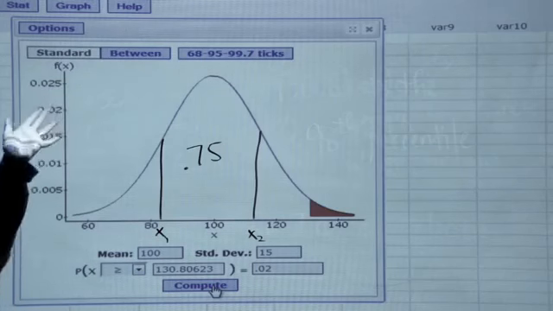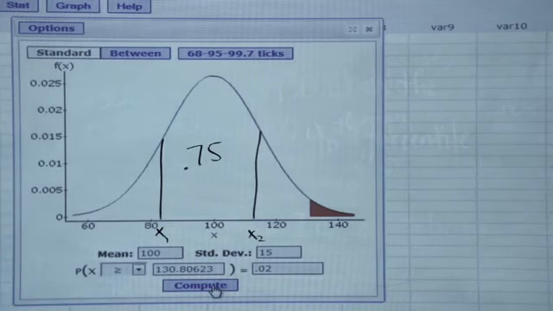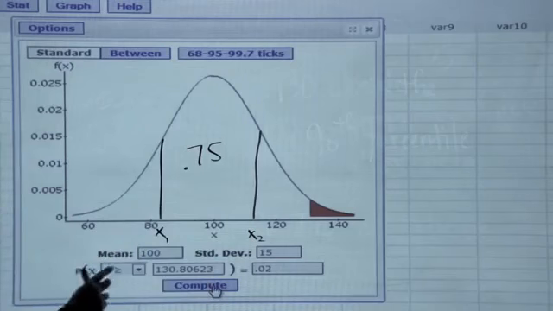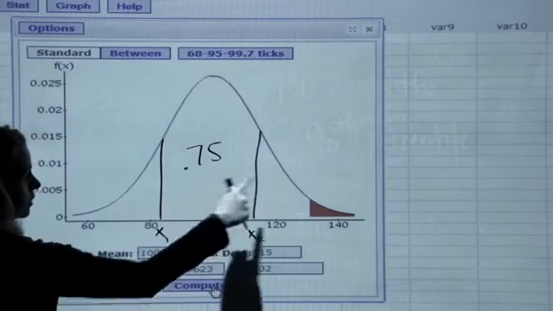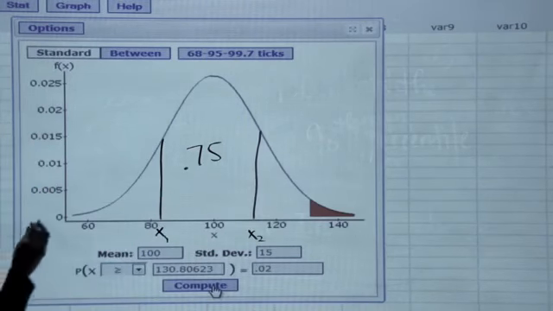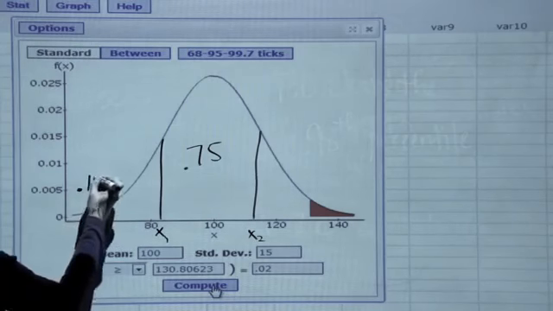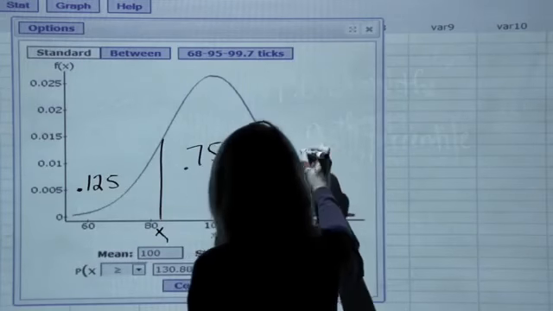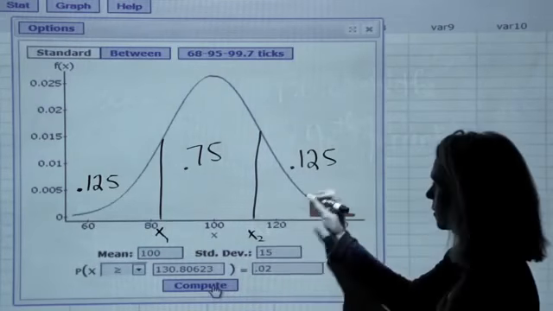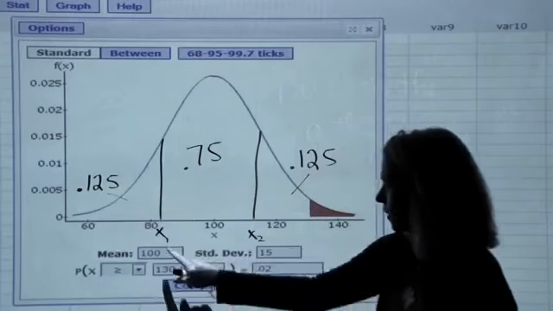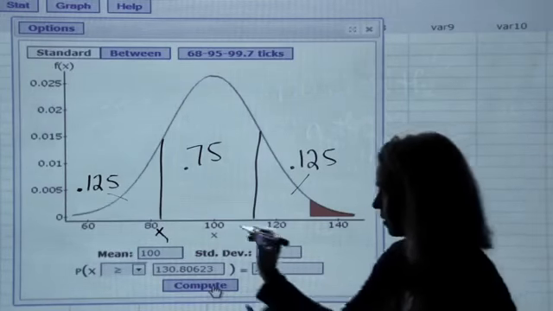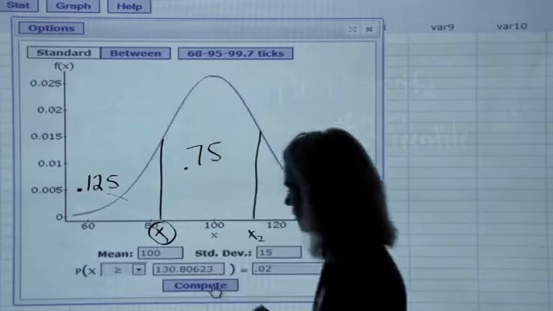You might be tempted to try to do the between. Between doesn't work here, so we can't use between. I did try. If 0.75 is the area in the middle, that leaves 25% that are in both of these tails, and if you cut 25% in half, we're going to have 12.5% of the IQs that are down here, and the other 12.5% of IQs are up here. And again, we're still looking for those two IQs. We're going to do this twice. I'm going to find this one first.